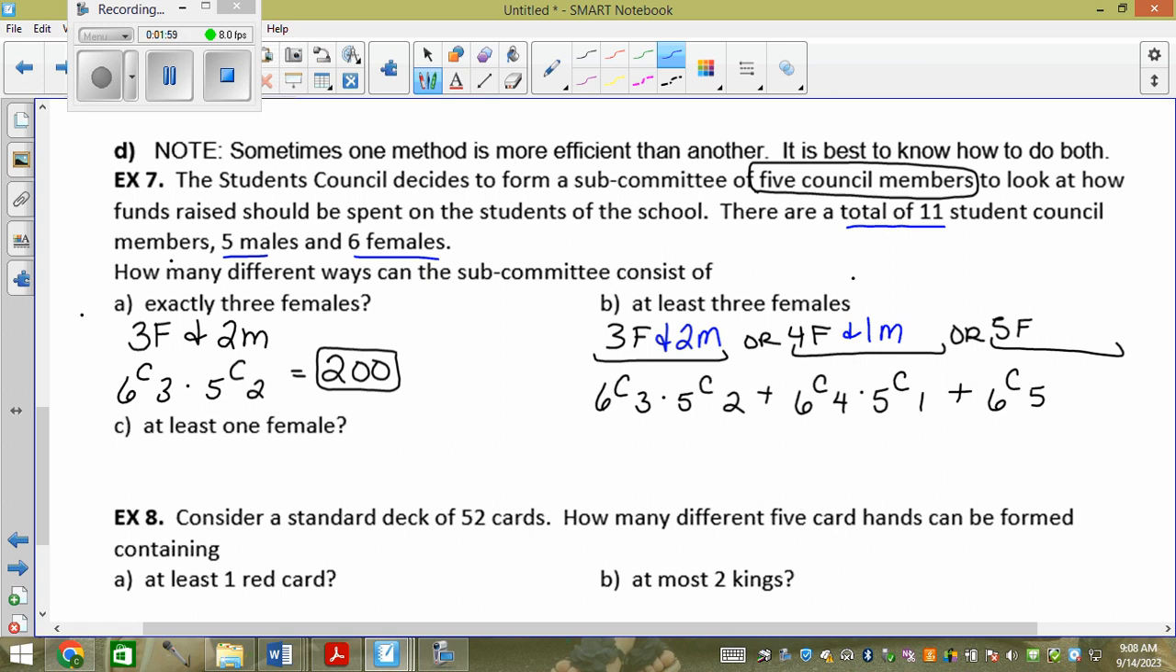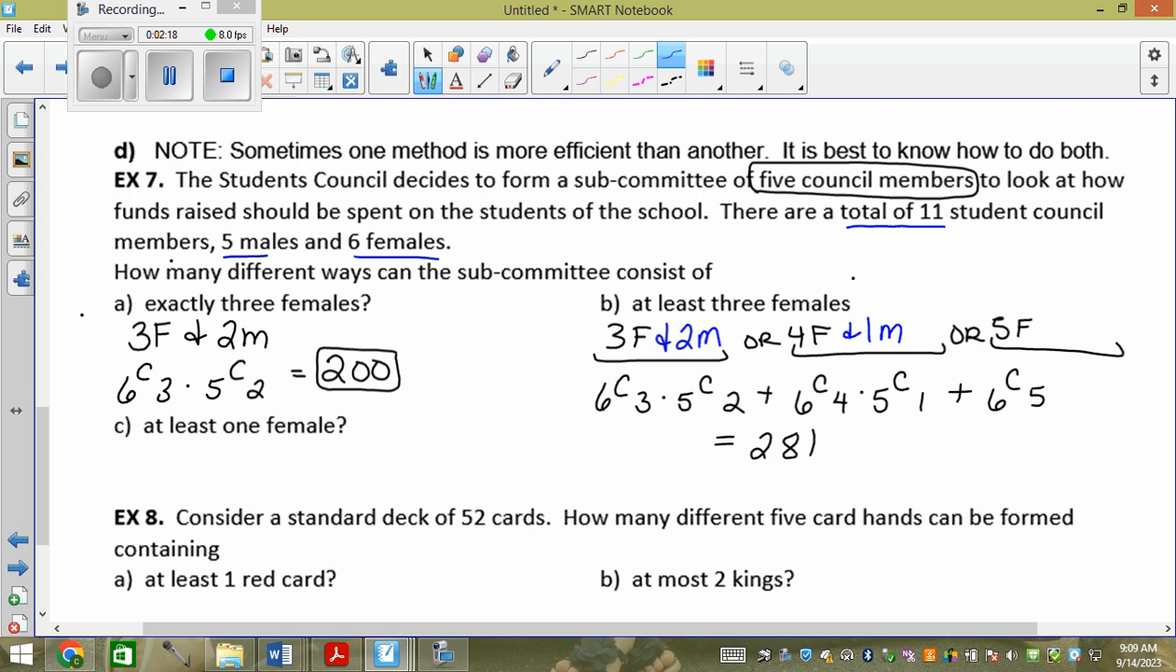That would be why. What's the answer to this one? 281. At least 1 female is a lot of cases, right? So this one I wanted, you could go 1 female, 2 females, 3, 4, 5. You could do that. You could add 1 and 2 to those cases because it's the same thing.